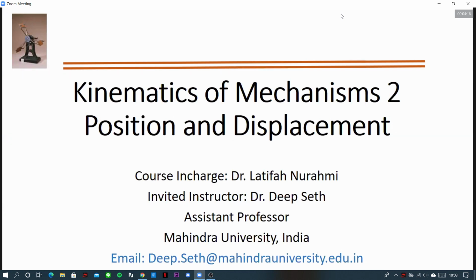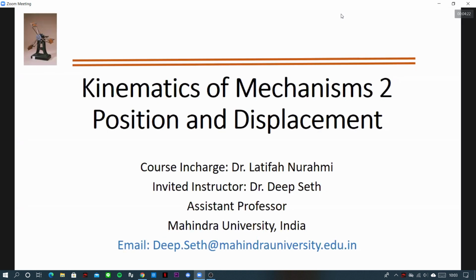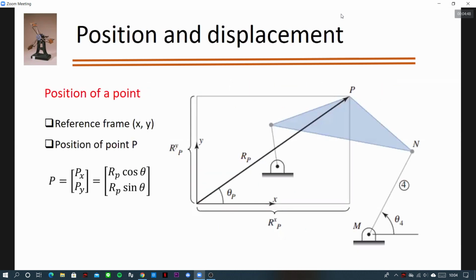Okay. So let's begin. We will start with position and displacement first. I would like to tell you how you will mark the positions for different mechanisms and how you will solve them to make an equation of motion so that you can find out the position of different points in the mechanisms, right? I think some of it is already covered by Latifa, but it's just a repetition.